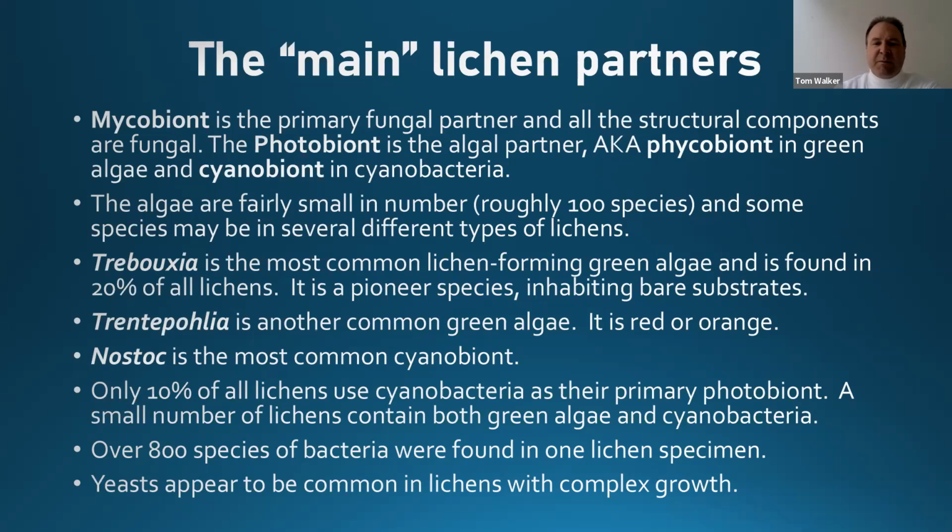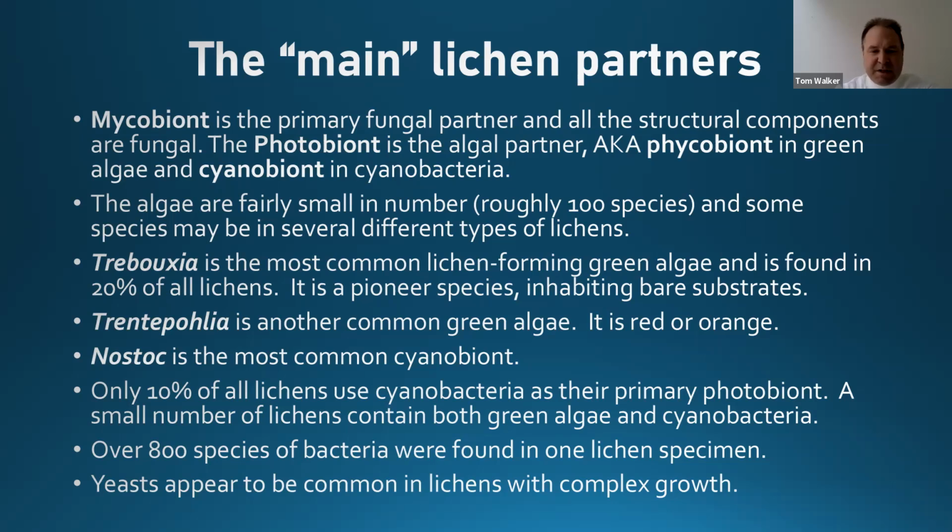Trebouxia is the most common lichen-forming green algae, and it is found in 20% of all lichens. It is a pioneer species, inhabiting bare substrates. Trentepohlia is another common green algae, but it is red or orange from carotenoids that are helping to protect it from the sun.